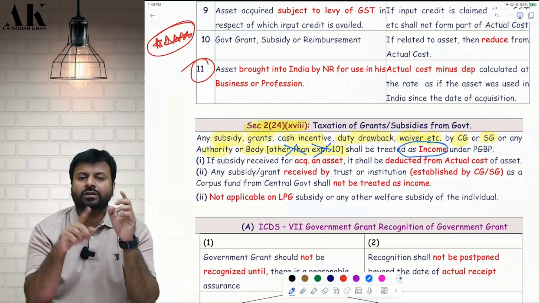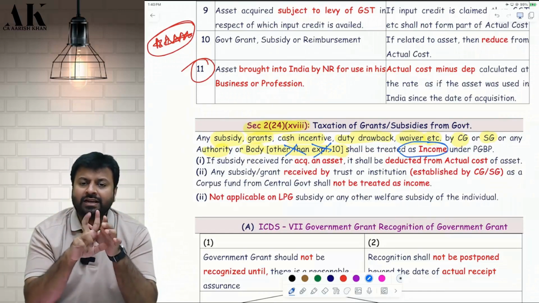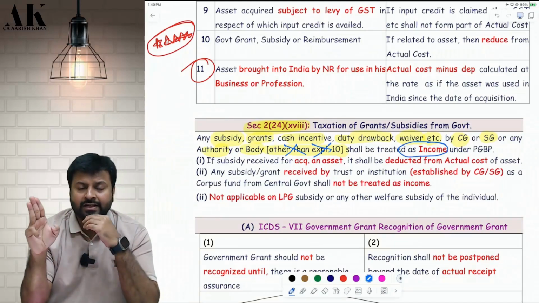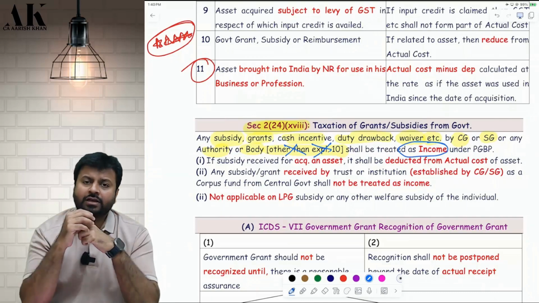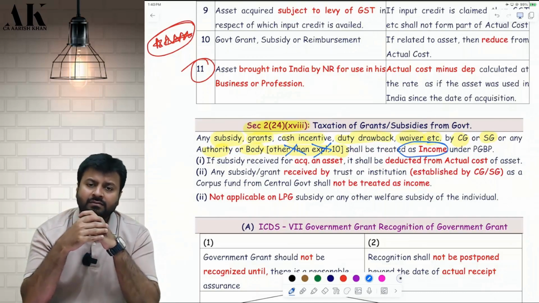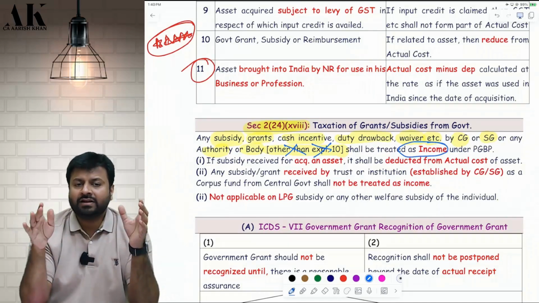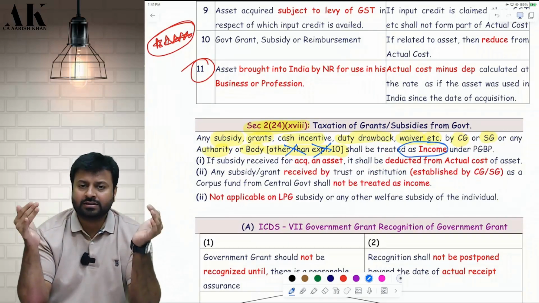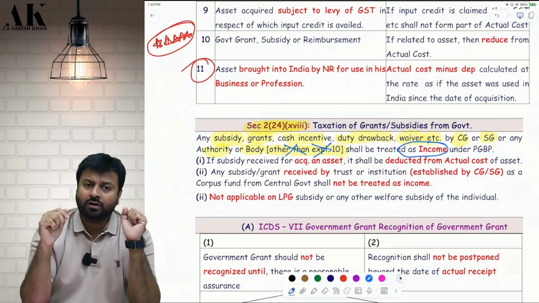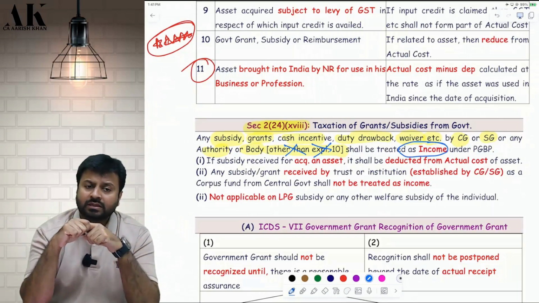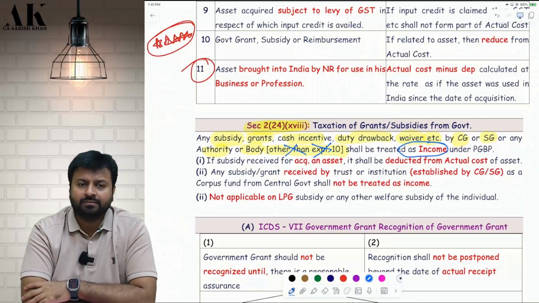So you just have to think two things. If subsidy, grant and reimbursement are related to a fixed asset, then what is the treatment? Reduce from the actual cost. Correct? And any other kind of assistance from the central government, state government, any body or authority, then treat it as income.